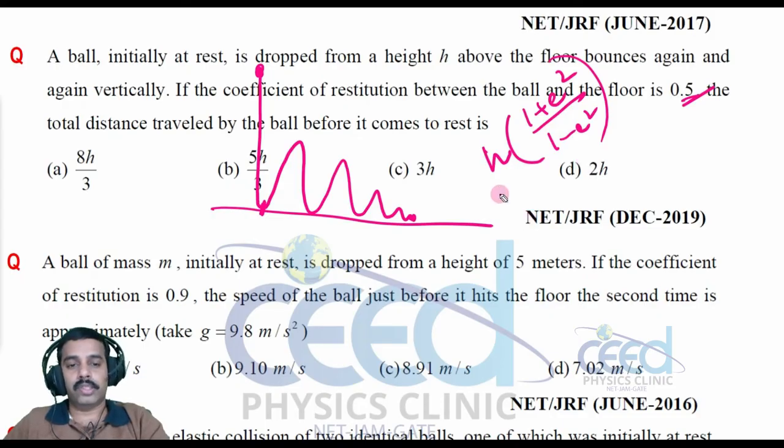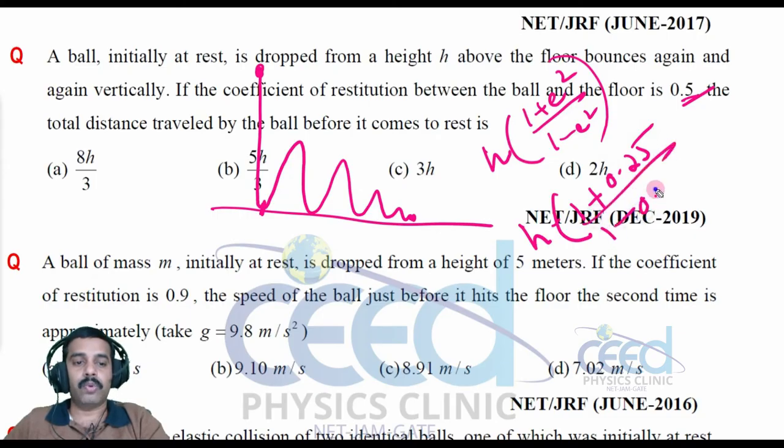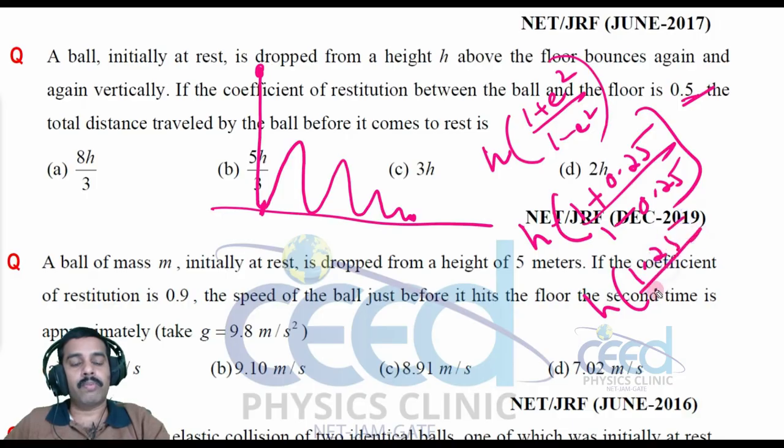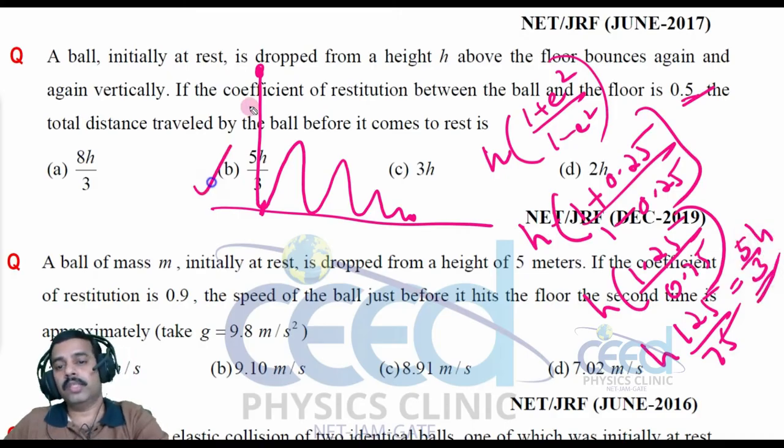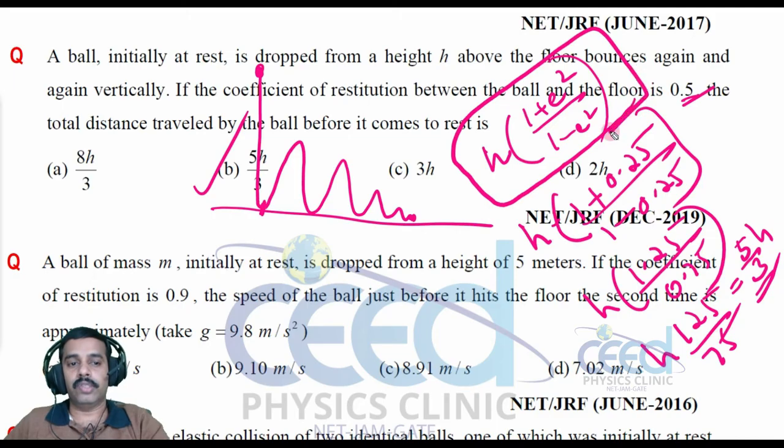before it comes to rest. This is the total distance covered, that is h into (1 plus e square), what is e? 0.5, 0.5 square is 0.25, divided by 1 minus 0.25. So this is h into 1.25 divided by 0.75, that is 125 divided by 75, that is 5 by 3 h, right? So option B is correct. So I'm recommending to watch my theory section video. There we have derived this expression. All right.